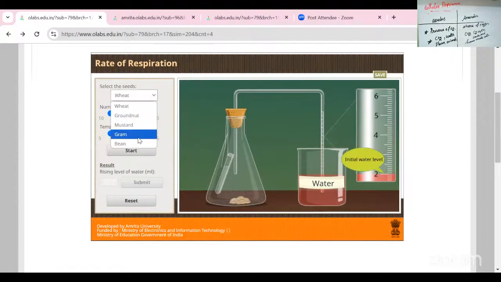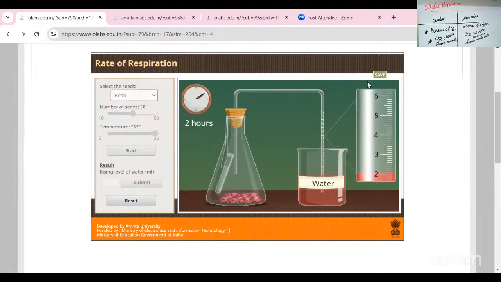So in this manner, we can identify how the respiration is done in plant areas. The temperature is 35 degrees. The number of seeds is lesser. The process is a little bit fast because the number of seeds is lesser. I am choosing only 30 seeds in the conical flask. So the rising level is 3.5 minus 2, which means the answer is 3. So this is the answer for this.